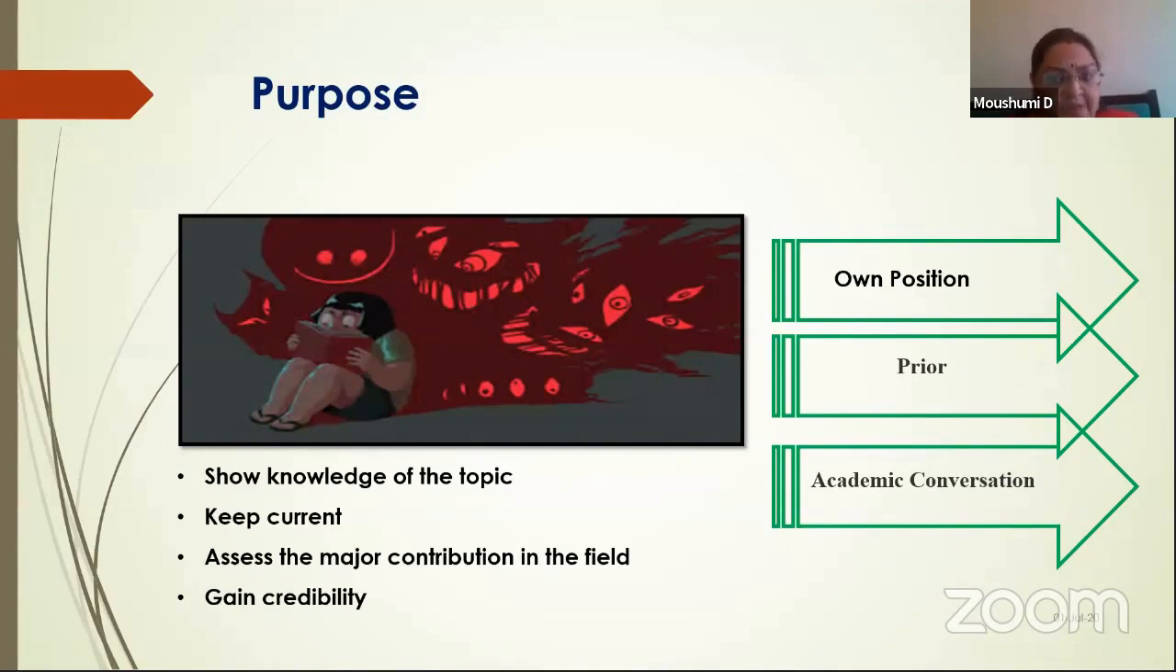Literature review helps us to study the prior work about a research topic. In short, literature review shows the readers where the reviewer is entering into an academic conversation on a particular topic in the context of existing scholarship. So in simple terms, we can say literature review shows us the knowledge of the topic. Literature review helps us to keep it current. Literature review helps us to assess the major contributions made by different researchers in the same field, and at the same time gain credibility. So we can understand literature review is very, very important.